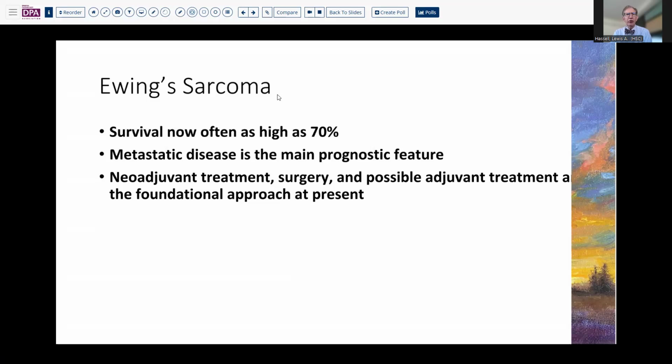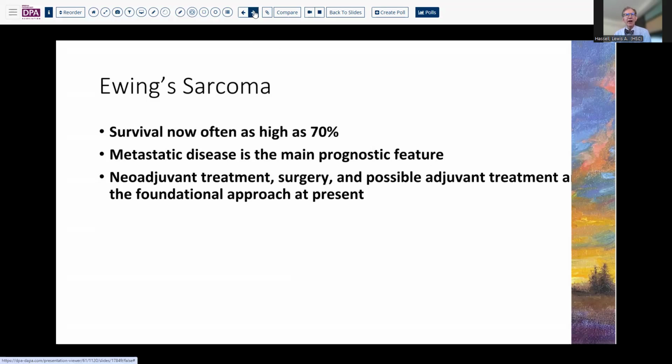In contrast to that case where I showed you resection of a large long bone with viable tumor remaining, now we tend to approach these tumors with neoadjuvant treatment, and that has significantly enhanced our survival, which is now 70% or more. And the main prognostic feature is the presence of metastatic disease. Now, our patient presented with a fairly short symptomatic history and was not found to have any evidence of metastases, and so underwent neoadjuvant treatment followed by surgery, and then based on our findings would potentially have received additional treatment following that.